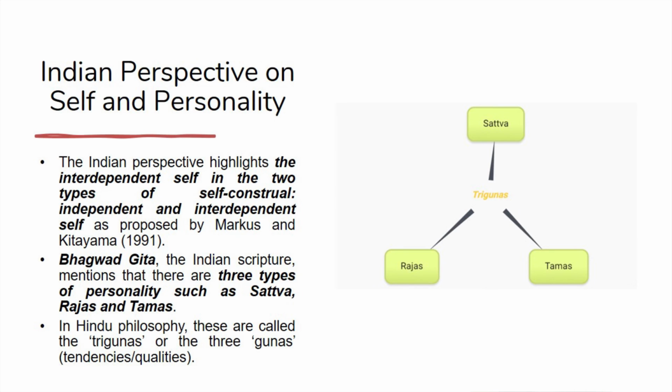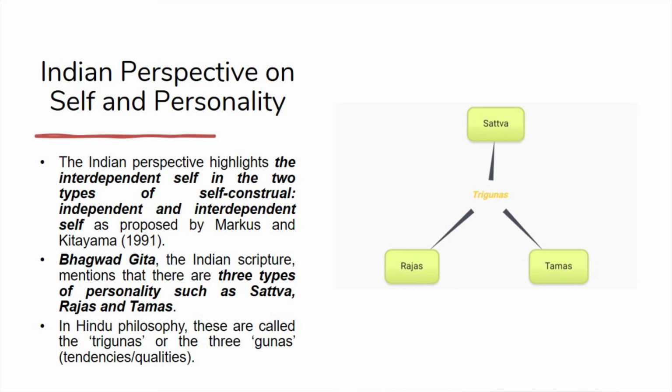According to our Indian scripture, the Bhagavad Gita, there are three types of personality named Sattva, Rajas, and Tamas. In Hindu philosophy, these three are known as gunas, which are also known as trigunas. Sattva refers to the spiritual aspects, which reflect one's good nature, peacefulness, and a balanced personality. Whereas Rajas refers to the energetic, active, ambitious, fiery, and action-oriented personality. And the third guna, Tamas, refers to the negative aspects of personality, which reflect negative emotions, anger, fear, and laziness of a person.